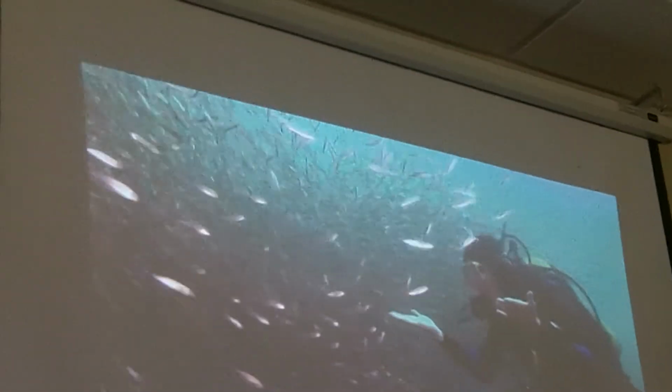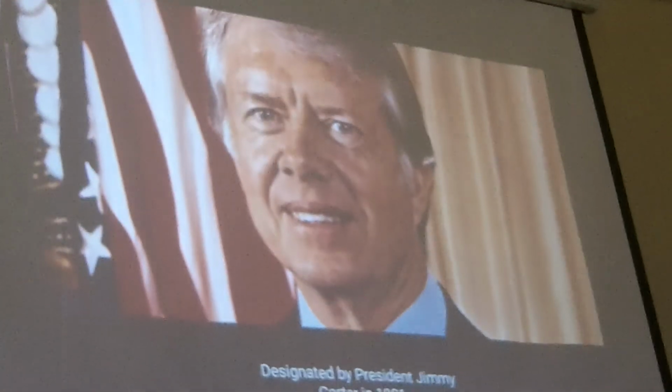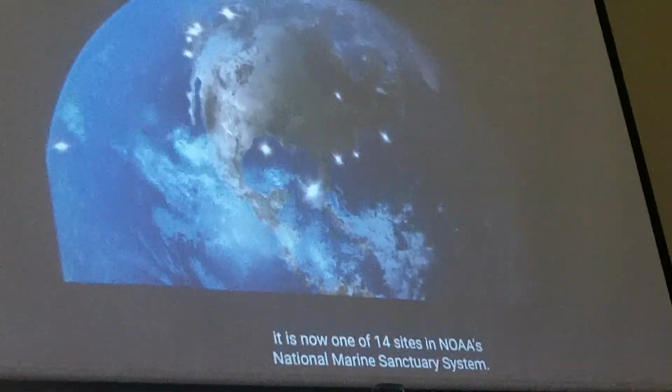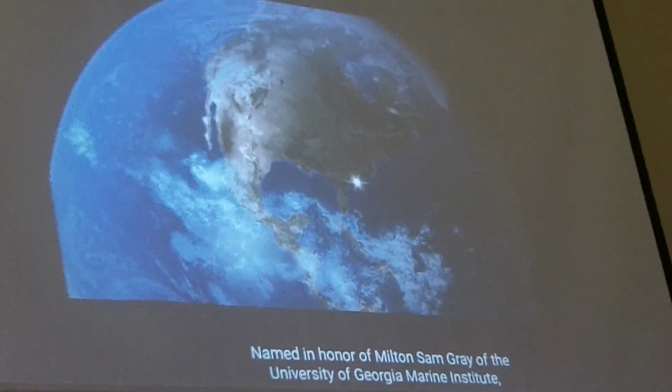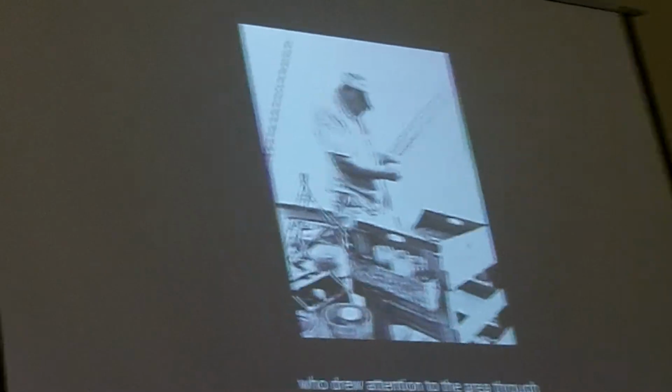This extraordinary place is helping reshape how communities understand and interact with the world's ocean. Gray's Reef National Marine Sanctuary. Designated by President Jimmy Carter in 1981, it is now one of 14 sites in NOAA's National Marine Sanctuary System, named in honor of Milton Sam Gray of the University of Georgia Marine Institute, who drew attention to the area through exploration in the 1960s.